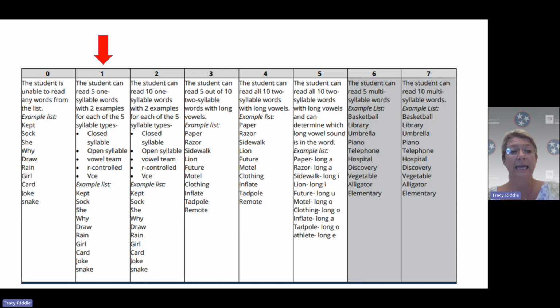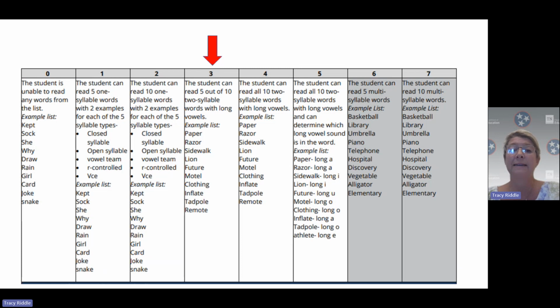We have included in the example list 2 examples of each of those 5 syllable types: closed syllable, open syllable, vowel team, R-controlled, and VCE words. If the student can read all 10 of those words, that is the score of a level 2. If students have mastered all of the words at level 2, then you can move into assessing the second grade standard. In second grade, you are assessing the two-syllable words that have long vowels.